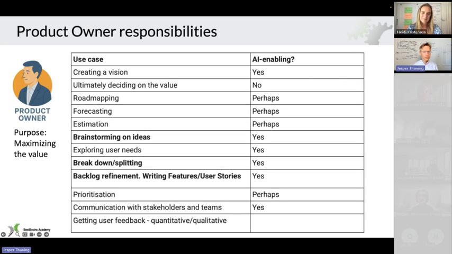Communicate with stakeholders and teams? Yes, that's for sure. And perhaps also getting user feedback when you have quantitative or qualitative feedback. Perhaps you look into data, for example. Yes, AI can be a really powerful tool for that.